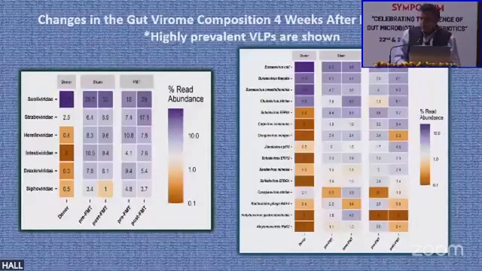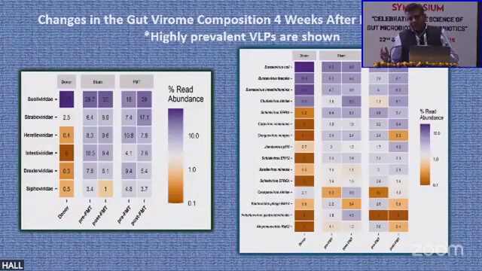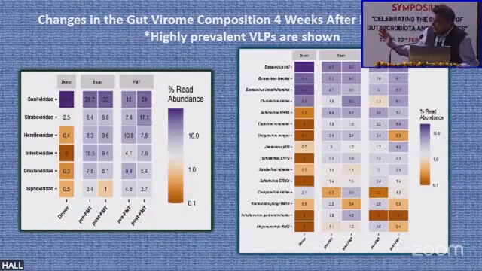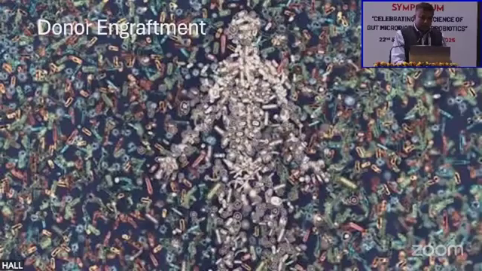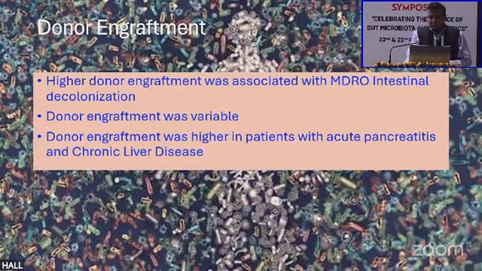Then we also identified the phages, which are the most important part out here, because you are expecting that bacterial resistance will be taken care of with phage addition or diversity. And this identifies the top phages which were increased in patients who were given FMT as compared to sham therapy. Donor engraftment, very important.